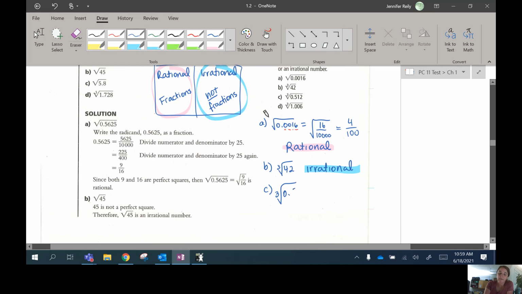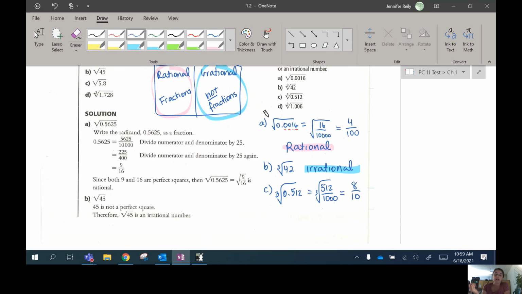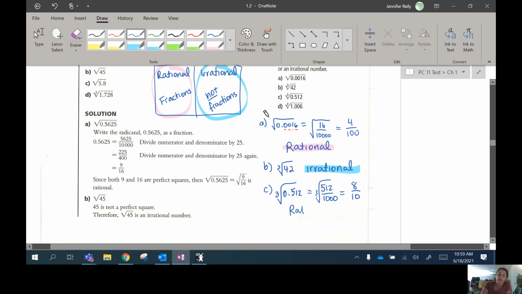0.512, we can use that little trick again to turn that into a fraction. So that would be 512 over 1,000. Now I happen to know both 512 and 1,000 are perfect cubes. 8 times 8 times 8 is 512. And 10 times 10 times 10 is 1,000. So this works out nicely to a nice fractional answer. And so this is a rational number.